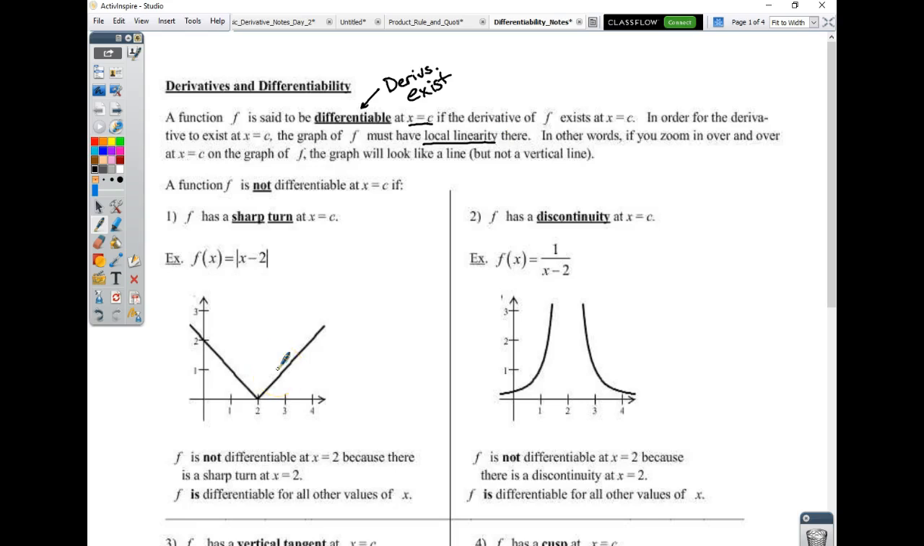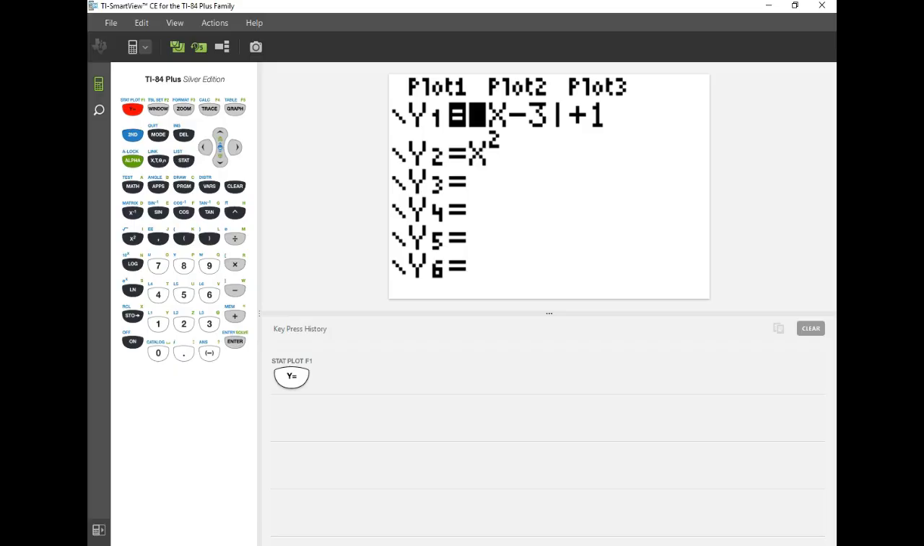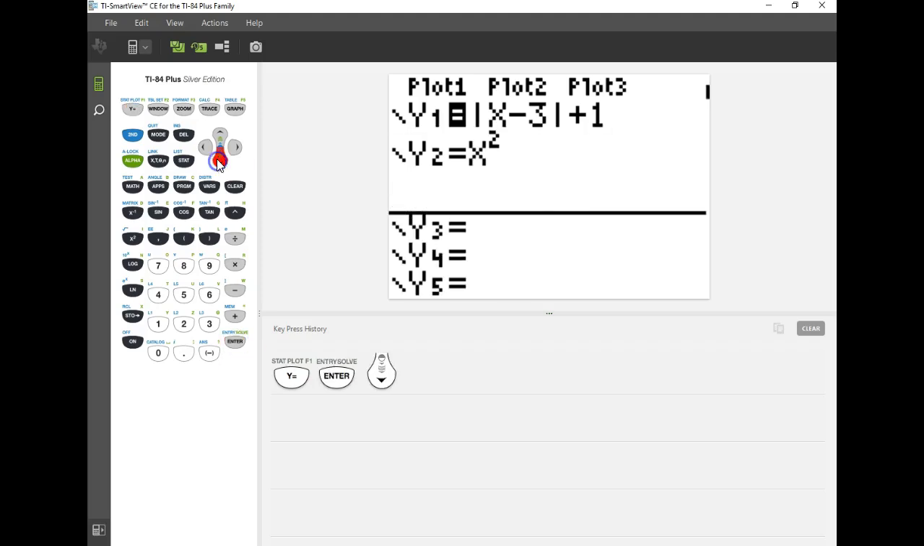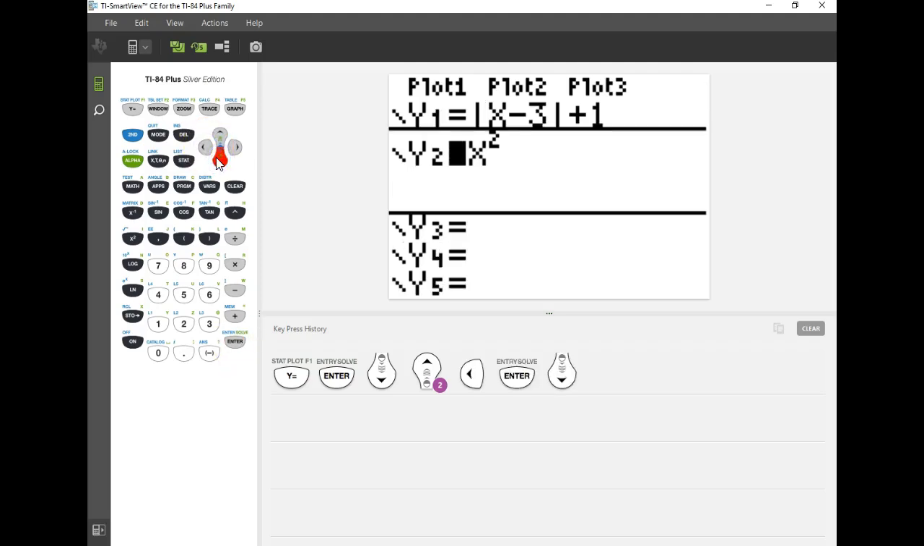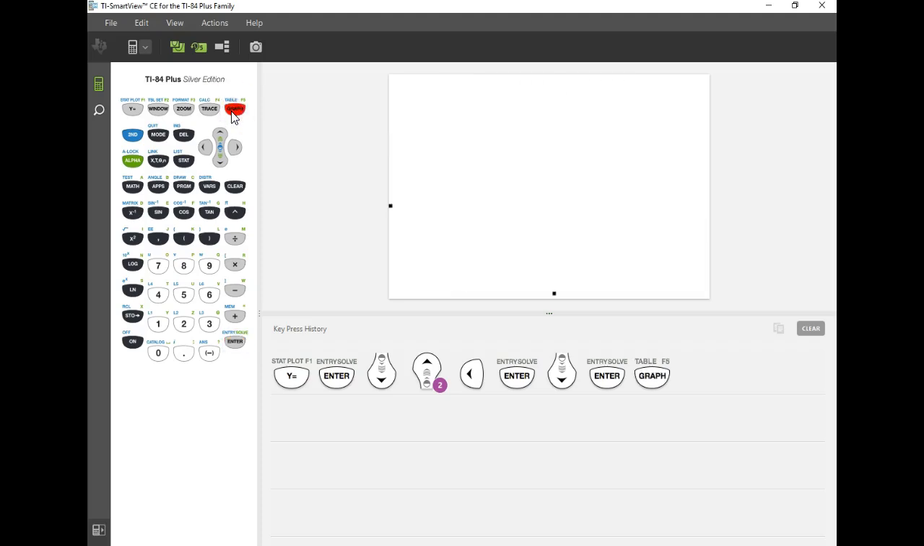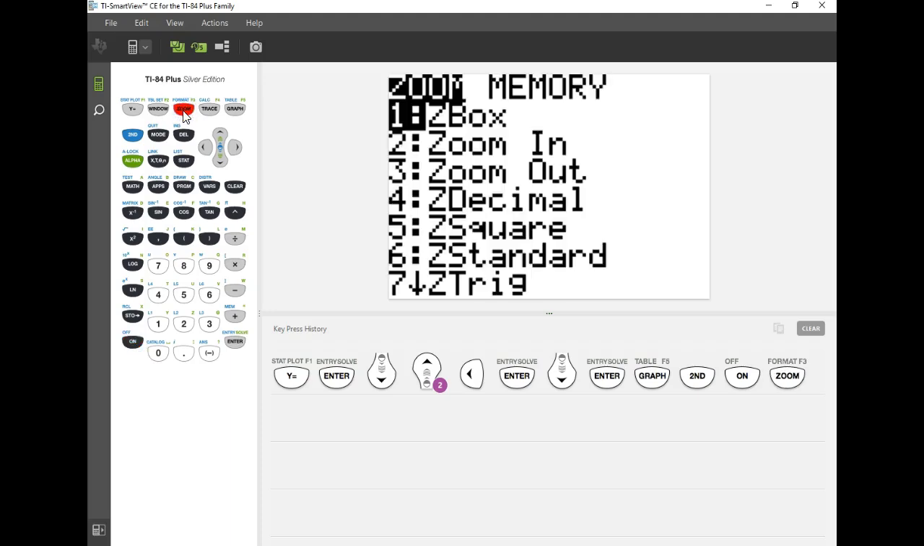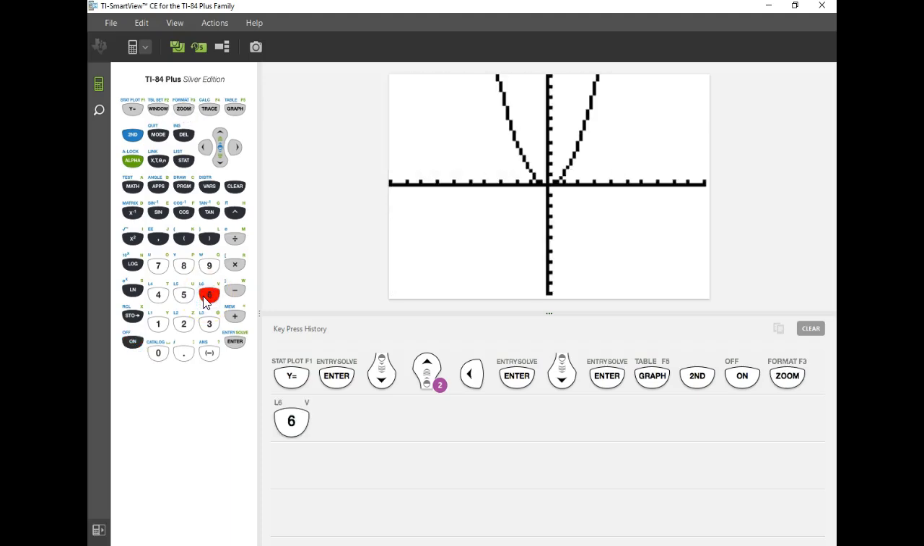This can be seen if we look at two different graphs. One's going to be differentiable, one that's not. So we look at the graph of absolute value of x minus 3, plus 1, versus x squared. Let's look at the graph of x squared real quick. This is a definition of something that is differentiable. Let me zoom in at the standard window. Normal graph. We're used to seeing that.